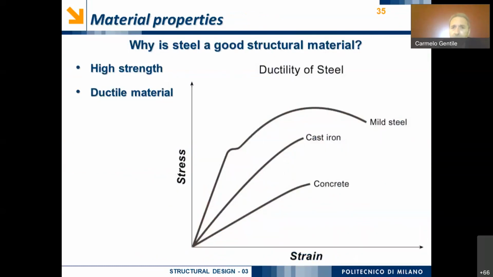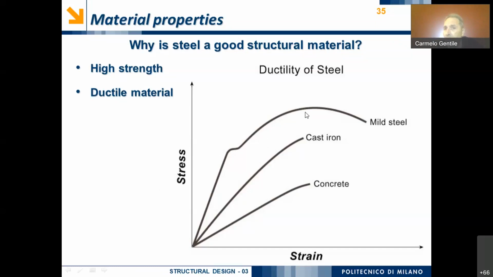Another building, but let me make some comment about steel as a good structural material. And steel is a good structural material because it is a material characterized by very high strength, but it is also a ductile material. Ductility means that the material has the possibility of undergoing very high strain beyond the elastic range, but without losing, for example, yield strain. Okay.